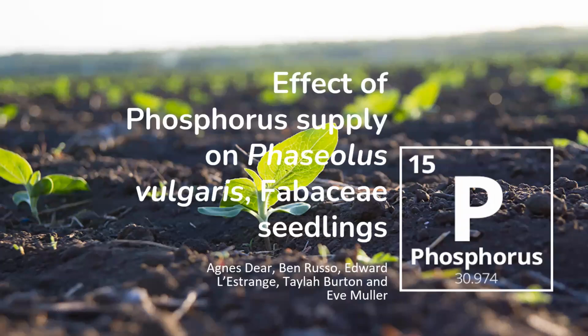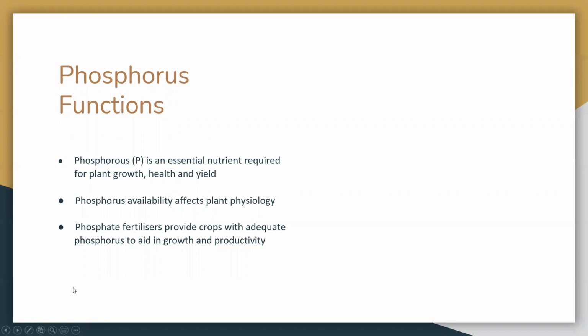My name's Edward Lestrange, and I'll be presenting on behalf of Agnes Deer, Ben Russo, Taylor Burton, Eve Muller, and myself. Our research topic is on the effect of phosphorus supply on Phaseolus vulgaris fabaceae seedlings. This research was motivated by an interest in the importance of phosphate in fertilizers for early seedling growth.